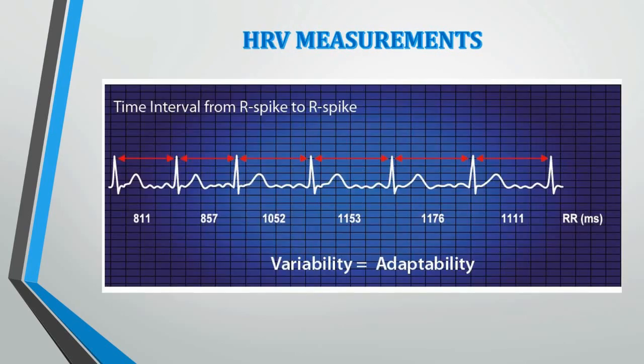And here we see a chart of such a heart rate variability measurement. So what do we measure? We measure the time interval from R spike to R spike, and a higher variability in the heart rate means a higher adaptability of your organism.